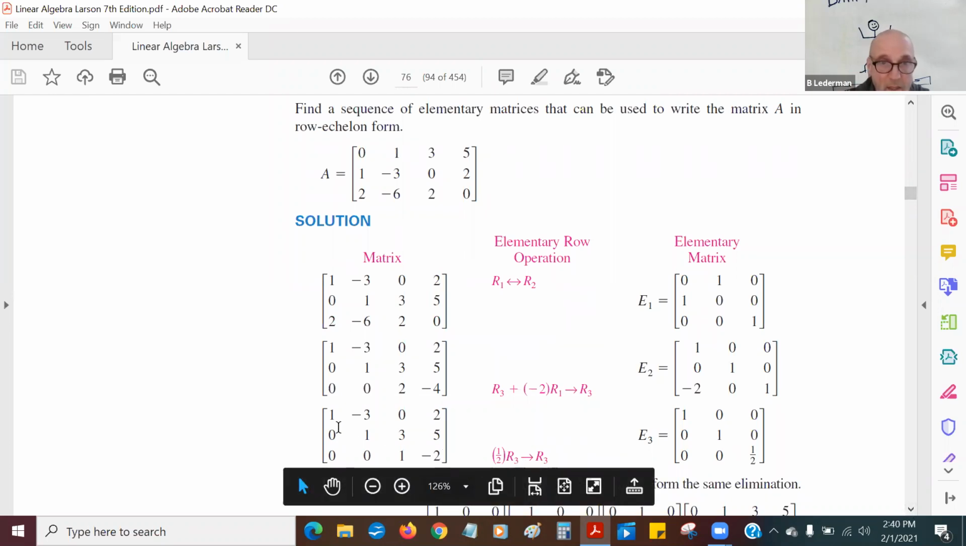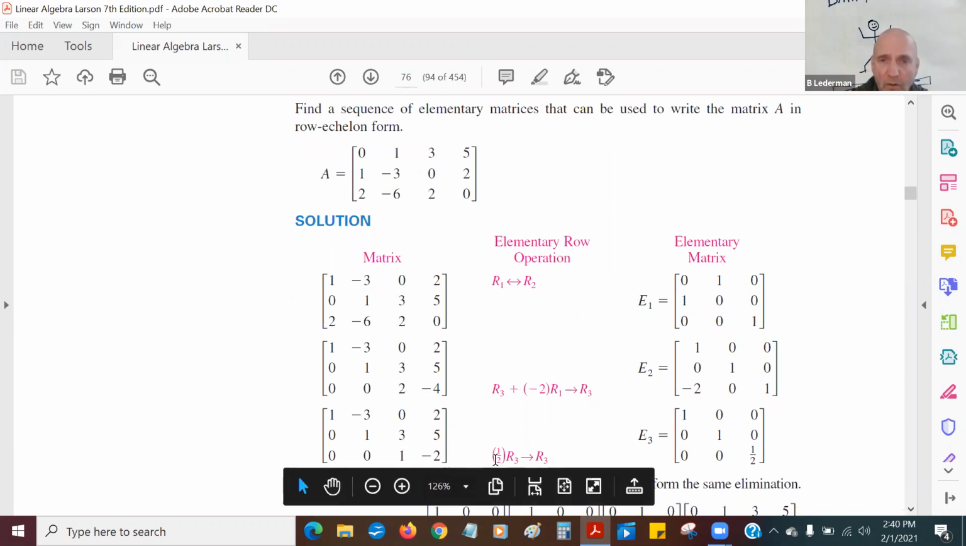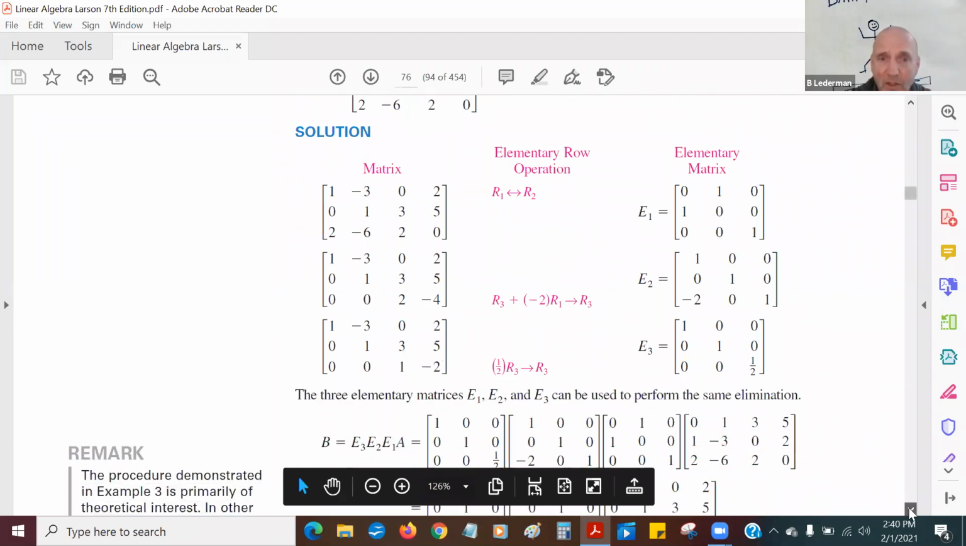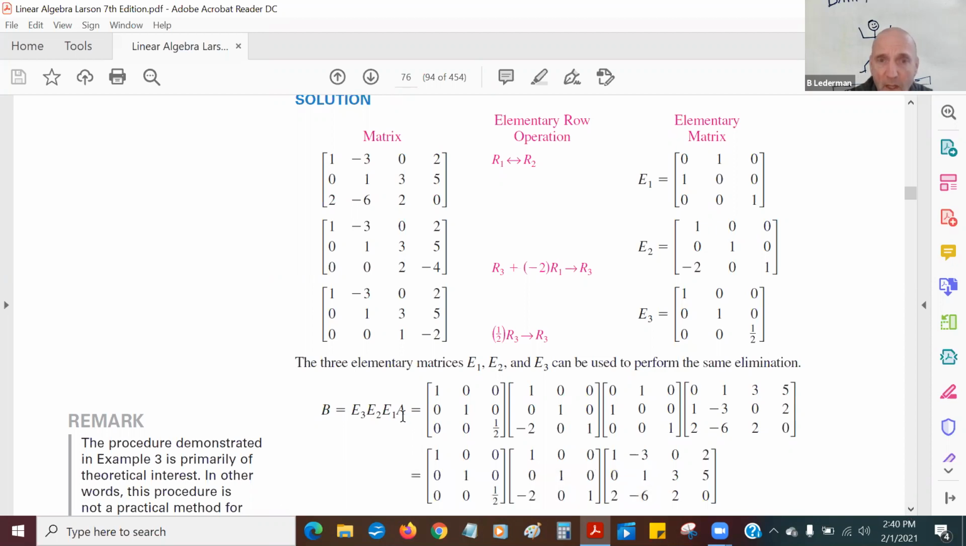And the last thing we're doing is I'm just taking row 3 and multiplying it by 1/2. And so 1/2 row 3 becomes the new row 3, but that is represented by this matrix right here. Now here comes the punchline. The resulting matrix, which is my row echelon matrix, is equal to the original matrix A that was up on, you can't see A now, but it was way up on top at the beginning of this problem.